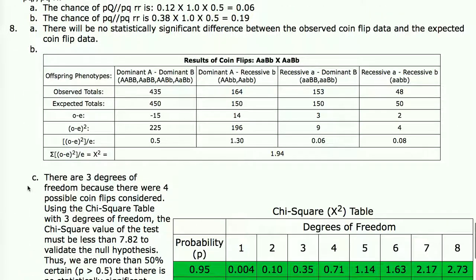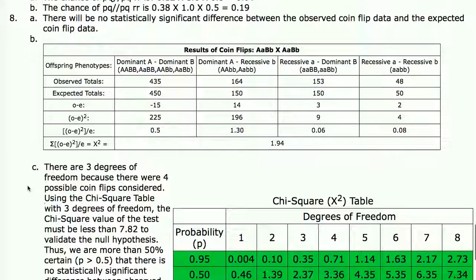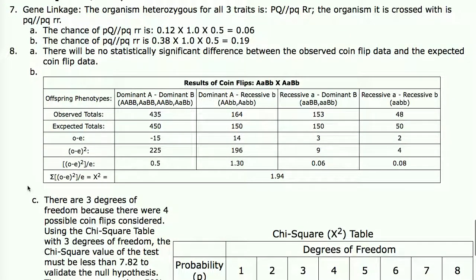So down below, I've got it worked out for you. First off, you're supposed to state the null hypothesis. And your null hypothesis basically is that there will be no statistically significant difference between the observed coin flip data and the expected coin flip data. Now, you have to get your expected amounts. You have to add up all your tosses and then figure out how many of each of these you were supposed to get.